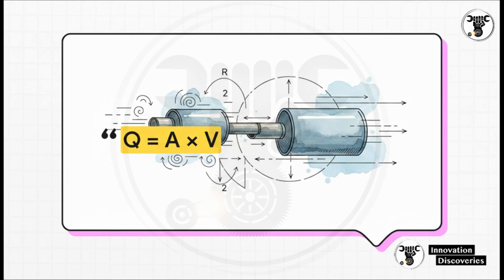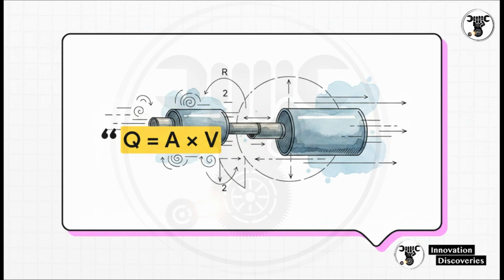Moving on to Section 2, the physics of exhaust scavenging. To really wrap our heads around scavenging, we have to look at the continuity equation from fluid dynamics. It's pretty straightforward. Q equals A times V. That means the volumetric flow rate equals the cross-sectional area of the pipe multiplied by the velocity of the gas. This shows us something incredibly important. For a given mass flow rate of exhaust, if you increase your pipe diameter, the area, the gas velocity absolutely must decrease to maintain the same flow.